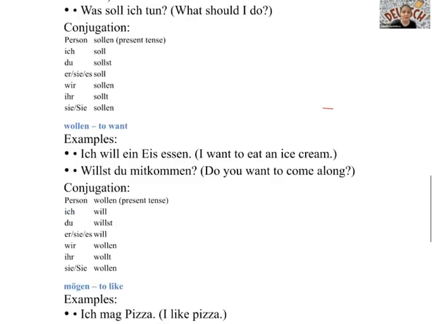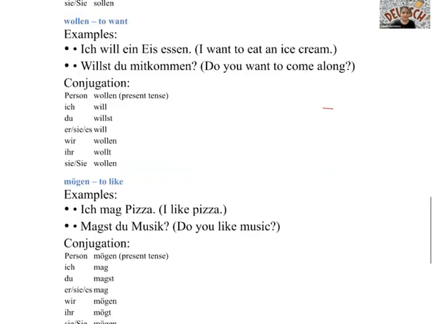Perfect. Now, next is wollen. Wollen would be showing your want, your desire to do something. Your strict desire that I want to have an ice cream, I want to eat pizza. Or you're asking somebody, do you want to come along? Do you want to watch a movie? This is asking for a want or telling your want.